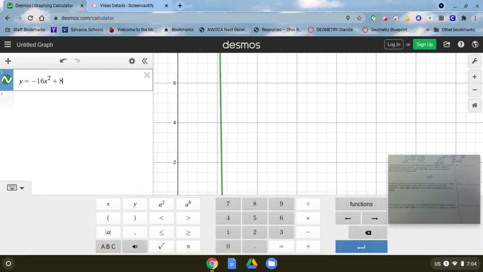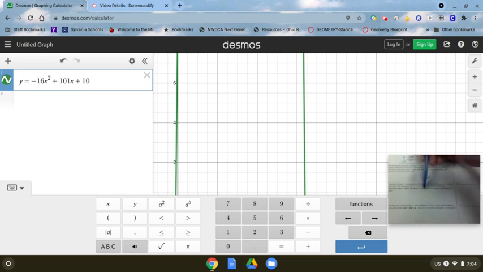So what do I have here? Y equals negative 16x squared plus 101x plus 10. Okay, so there's my equation. Let's see what the question is asking. What is the maximum height reached by this ride?